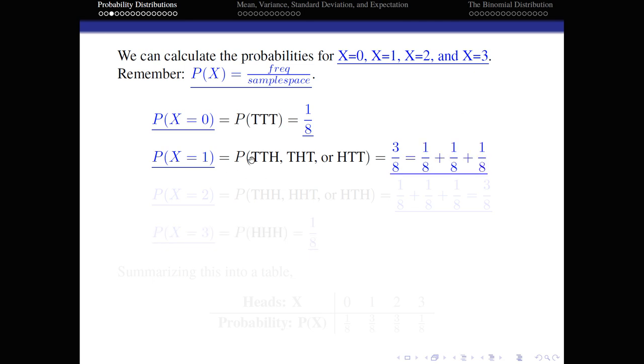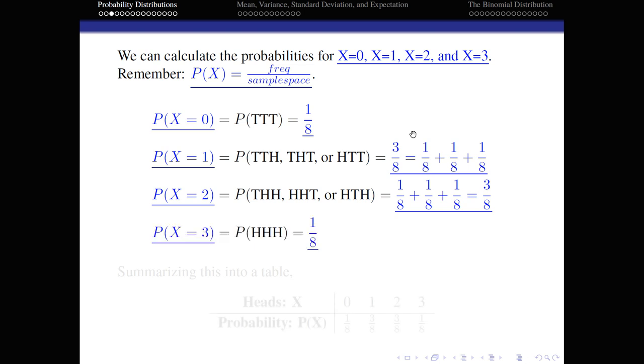Note that you don't have to show all this work here. You just have to be able to give me enough so that I know where you're coming from. So you don't have to write out the full event space for each of these. Probability of X equals 2 is 3 out of 8. Probability of X equals 3 is 1 out of 8.